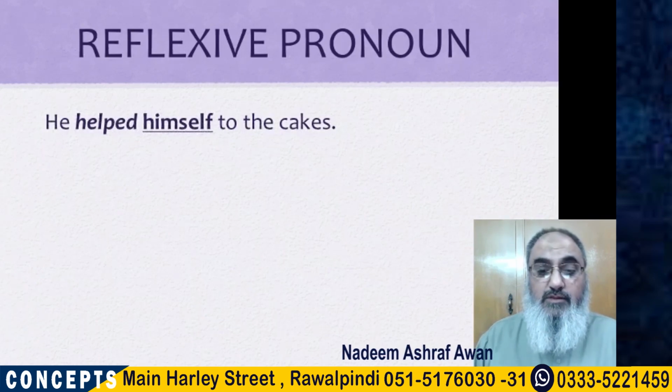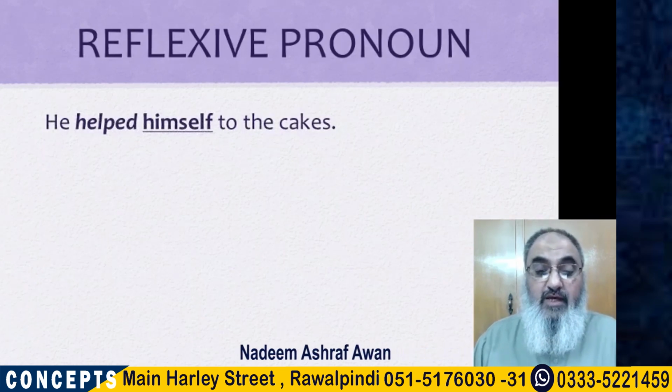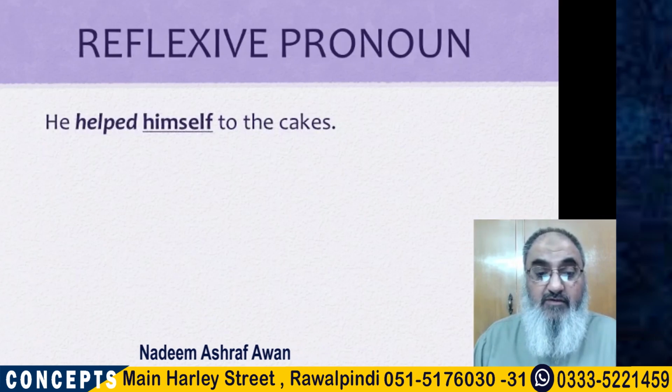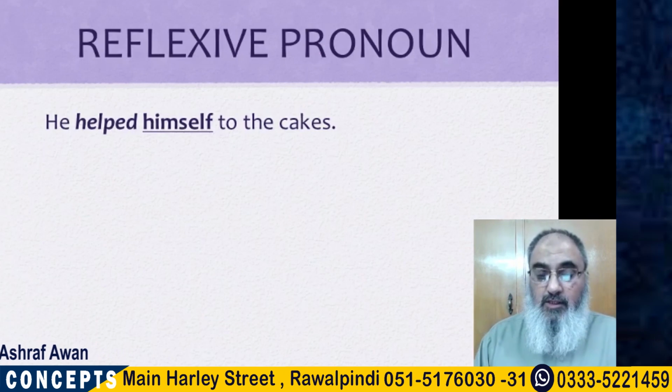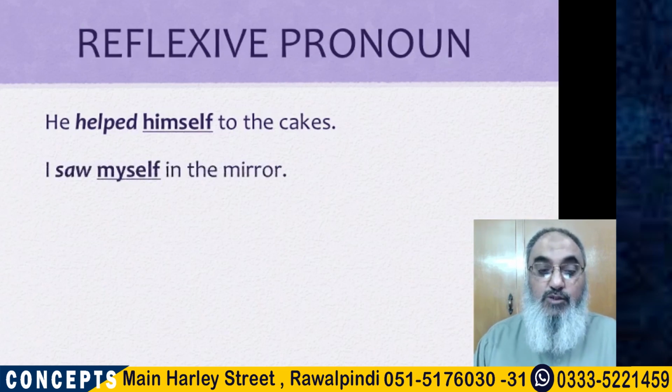He helped himself to the cakes. Now, himself is the object of the verb helped here. He helped whom? He helped himself. So it is the object of the verb. That is why it's a reflexive pronoun. I saw myself in the mirror, and myself again is the object of the verb saw. I saw whom? I saw myself in the mirror.